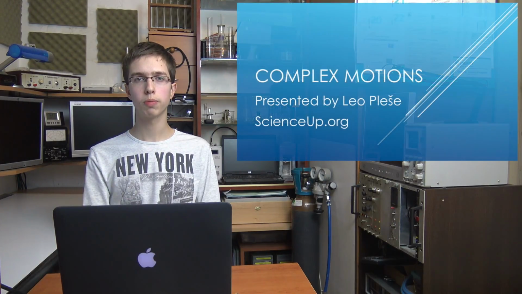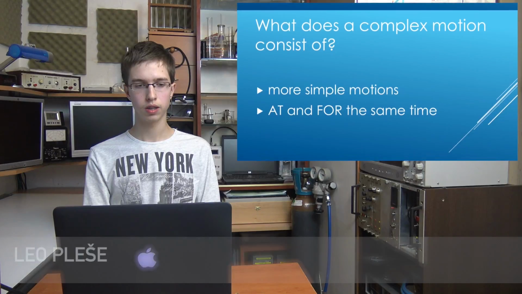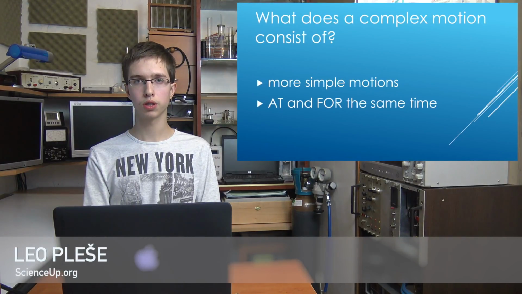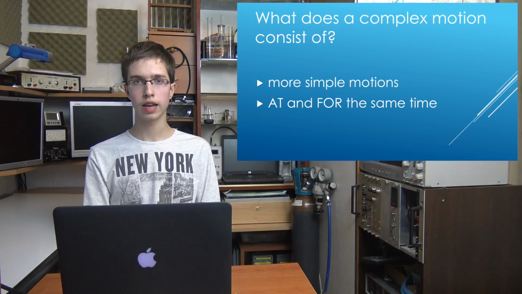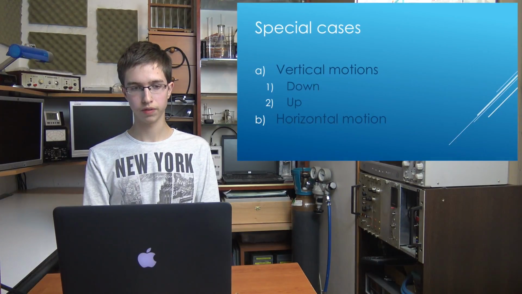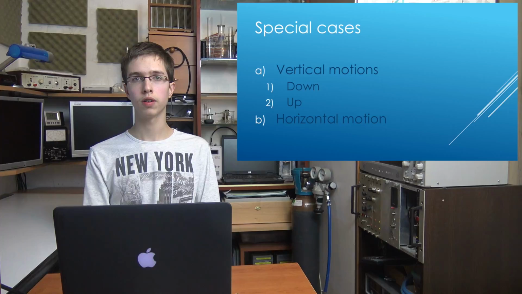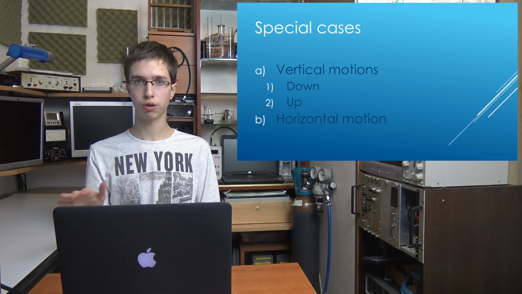Today we're going to talk about complex motions. So first, what does a complex motion consist of? It consists of more simple motions. As its name says, it's complex. And these simple motions happen at and for the same time, meaning that they happen simultaneously and have the same duration. Some special cases of complex motions are vertical and horizontal motion.